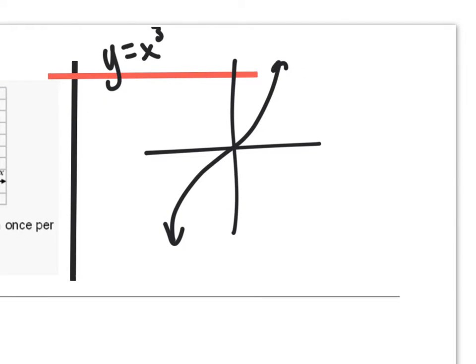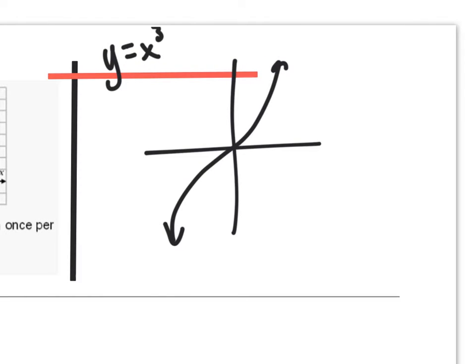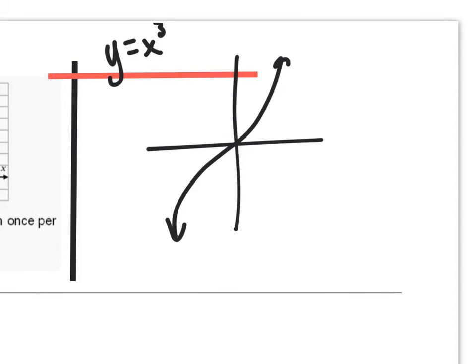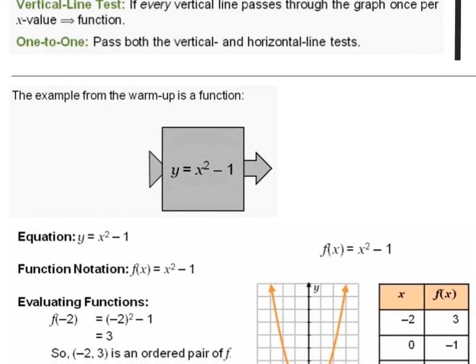Neither of those on the first one are one-to-one. But this function itself is one-to-one. Okay, does that make sense? All right, let's take a look.